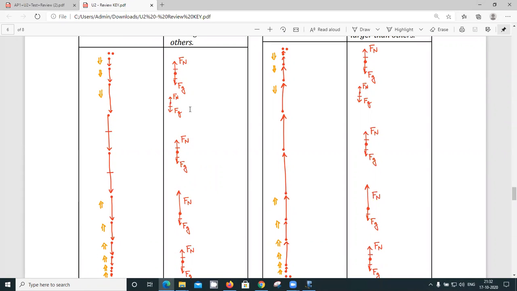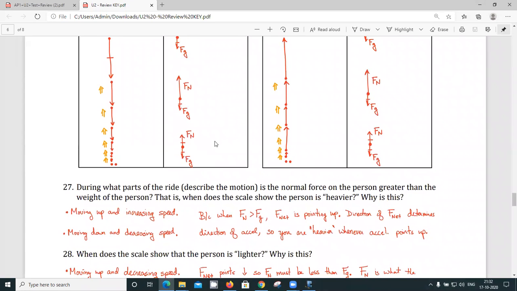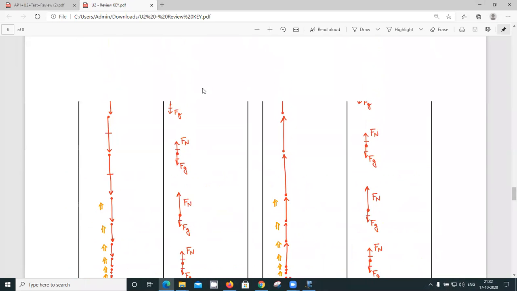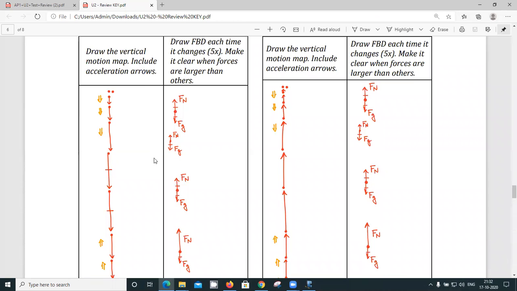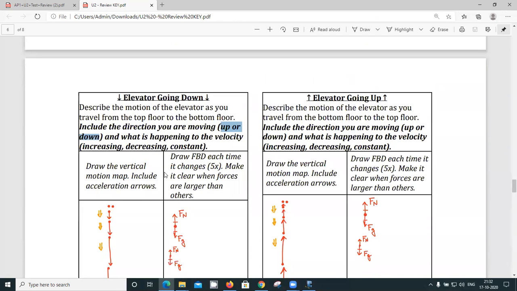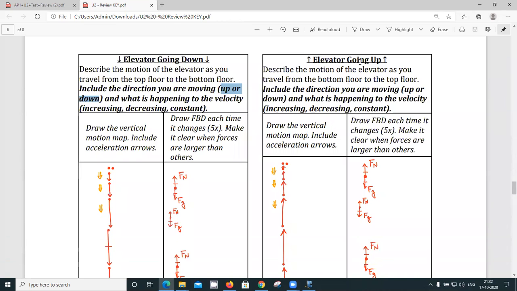When it's accelerating downward, the downward force will dominate gravity. When you're stopping, the normal force, the upward force, will be more. So this is the lift when it is coming down. Similarly, we can do it for the elevator going up.